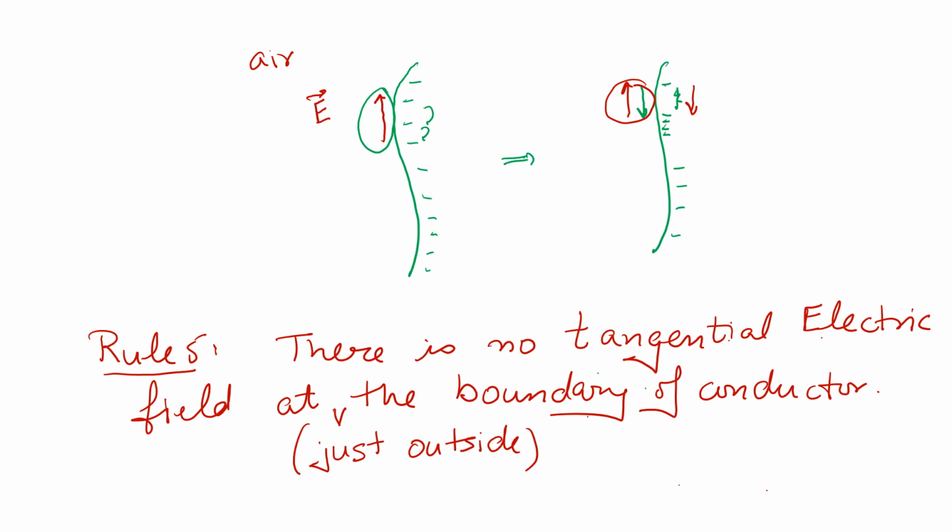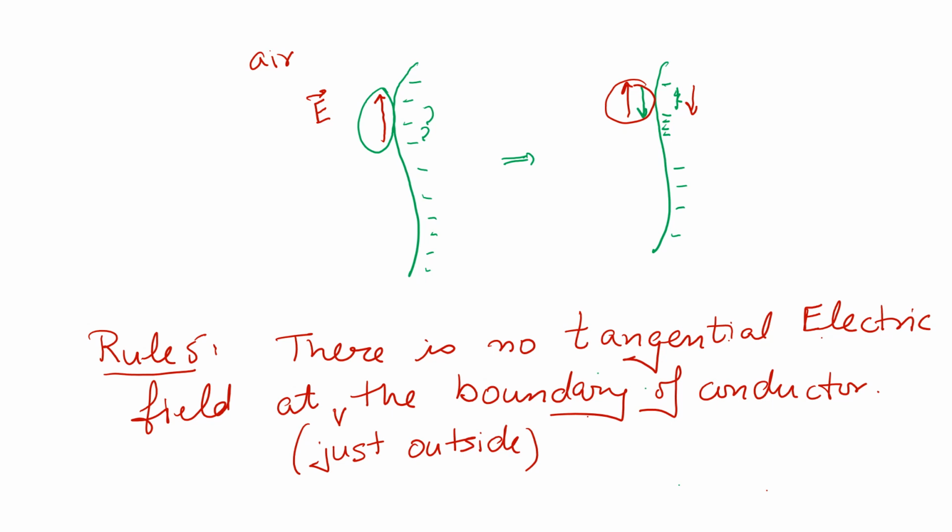That is not possible. If there is a field present there, the electrons will start moving, creating a field in the opposite direction to cancel that field out. How long will that happen? Till that field is cancelled out. So when I go to equilibrium, that parallel component of the field, or the tangential component, it's tangent to the boundary, that tangential component of the field will have to be 0.